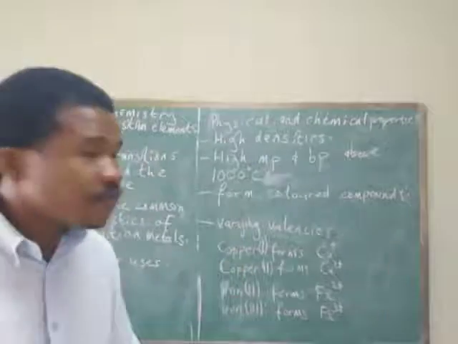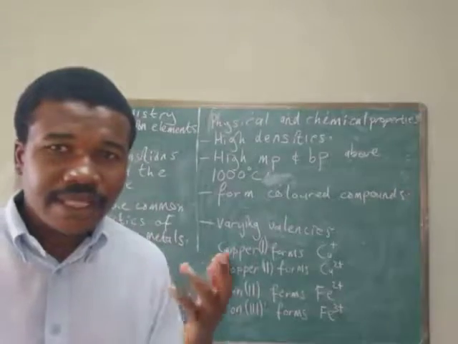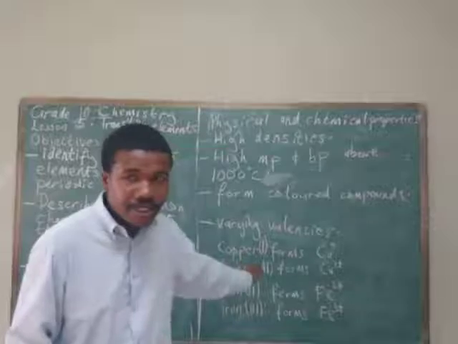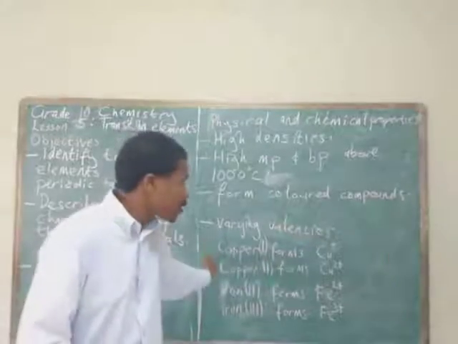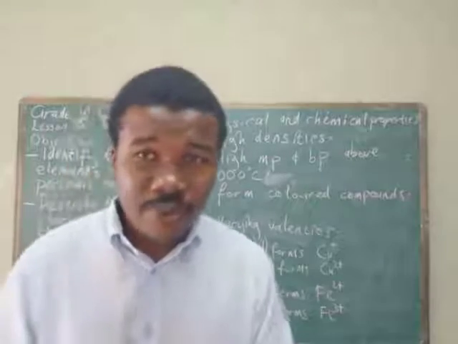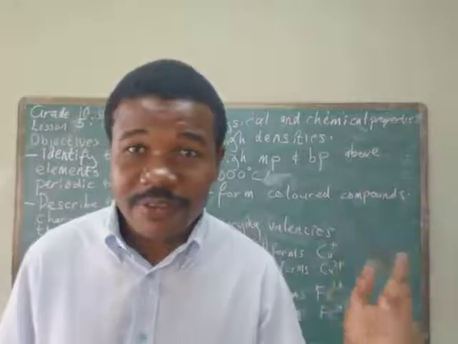So going back to varying valences, if you have copper, we have something called copper 1, copper 2. It means that if you were to draw, you remember those Bohr diagrams where we said, let's draw 20 Bohr diagrams for the first 20 elements.